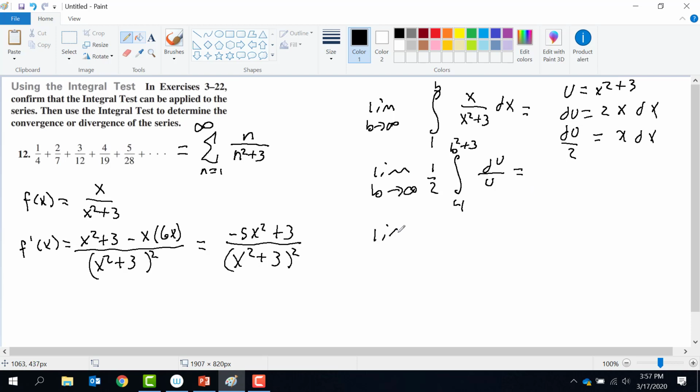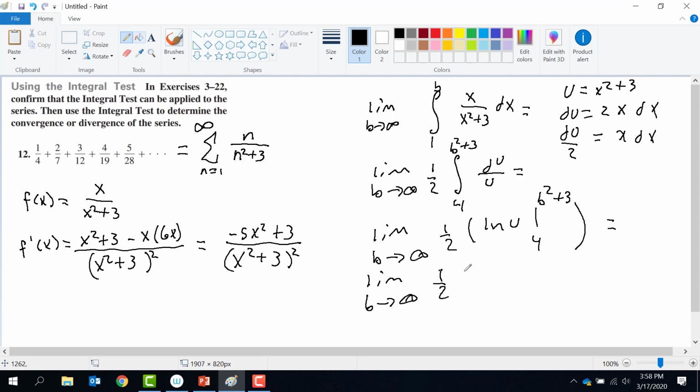So then this becomes the limit as b goes off to infinity of 1/2 the natural log of u evaluated from 4 to b squared plus 3. And this then becomes the limit as b goes off to infinity of 1/2 the natural log of b squared plus 3 minus the natural log of 4.